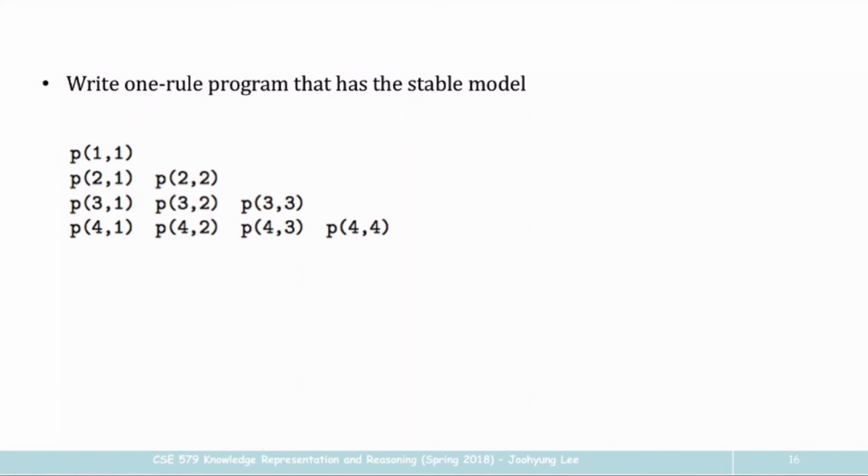Okay, so let's think about this. We want to generate the stable model like this. Can we write a one-rule program to have this as the stable model? Let's give some time to think about it.